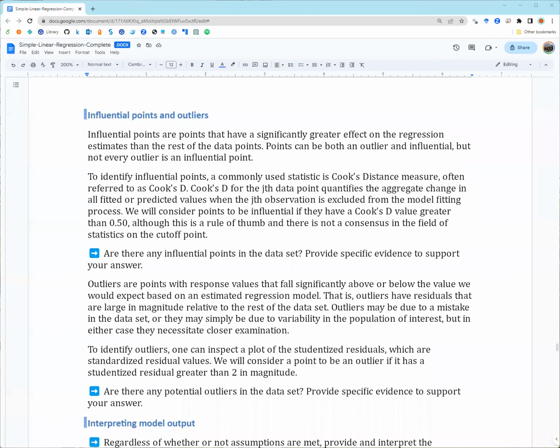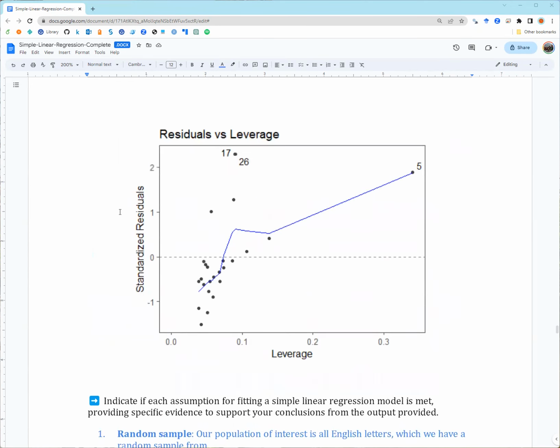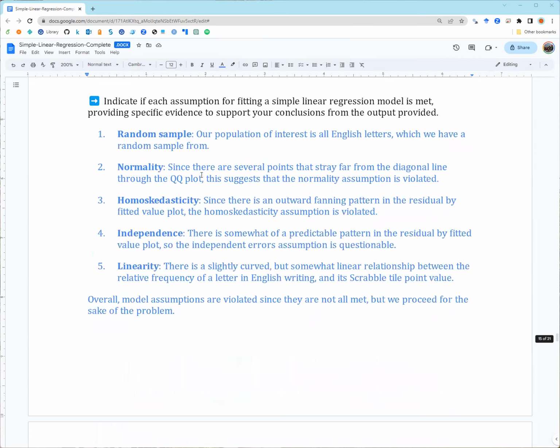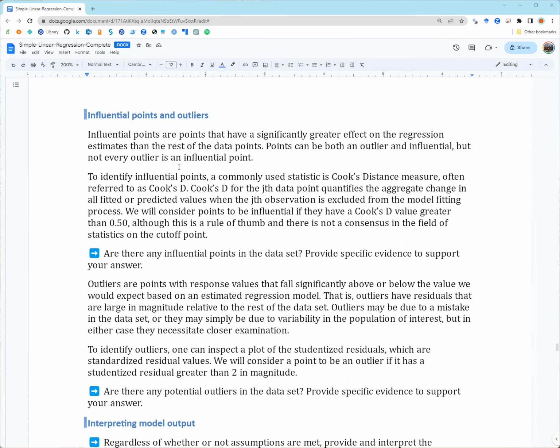Hey everyone, so we're going to continue with part 2 of the simple linear regression activity here. We already looked at checking of model assumptions for this Scrabble dataset problem. Now we're going to look at influential points and outliers, which are also potential problems when using a simple linear regression model.